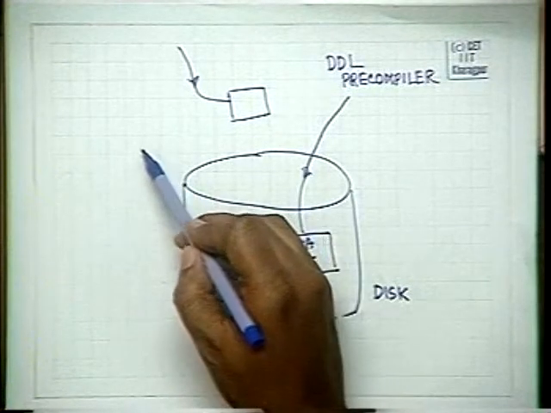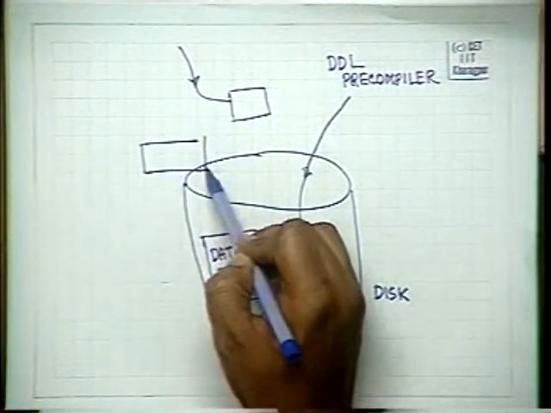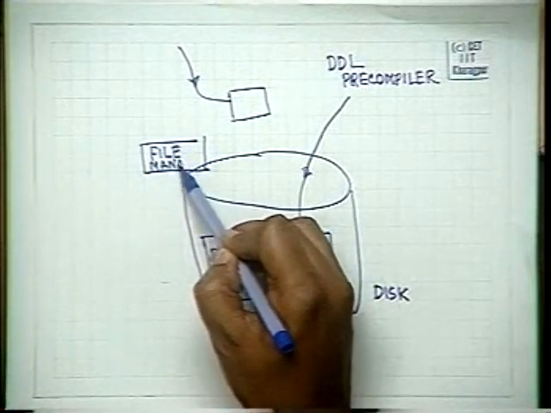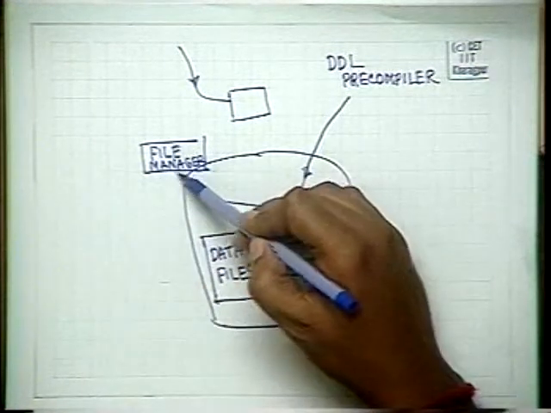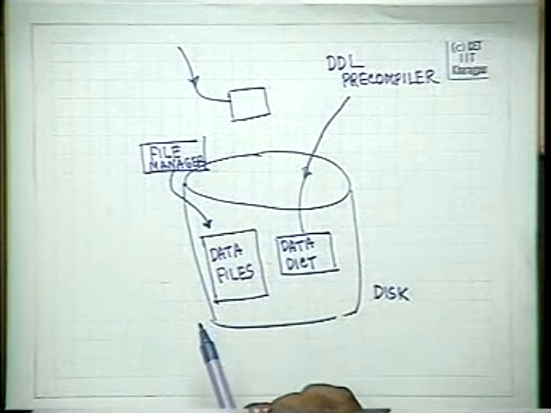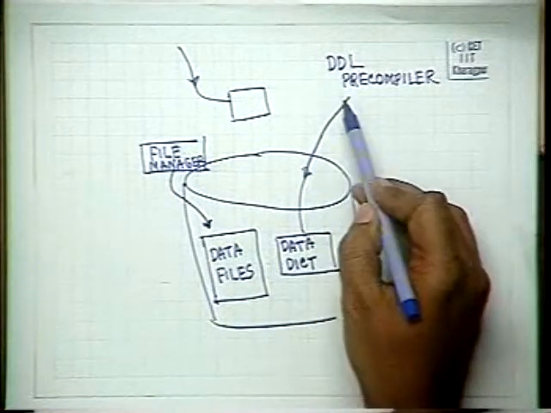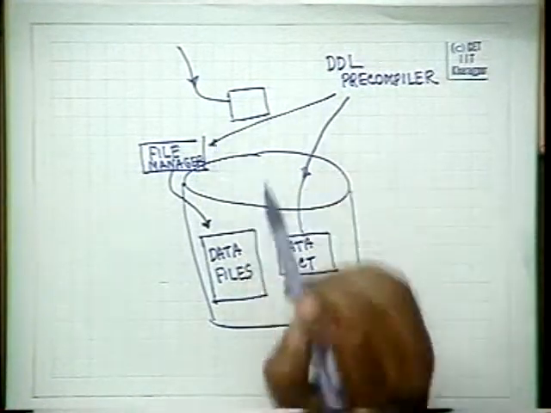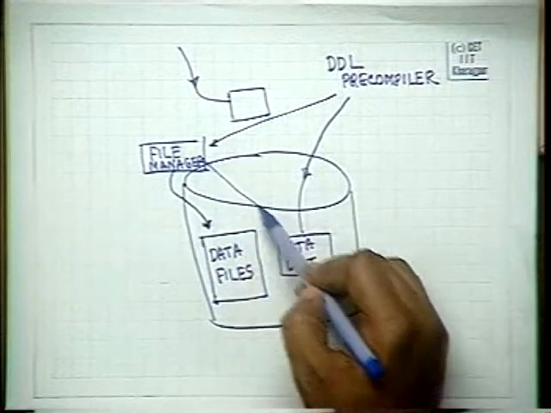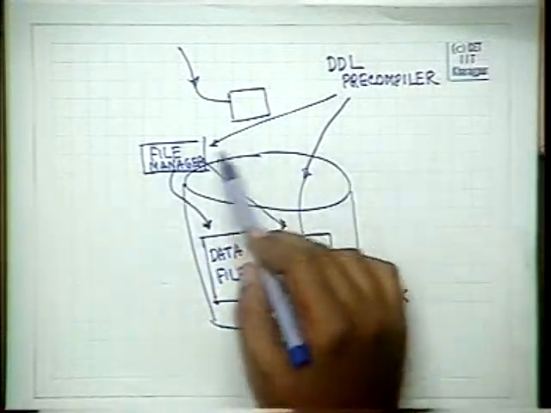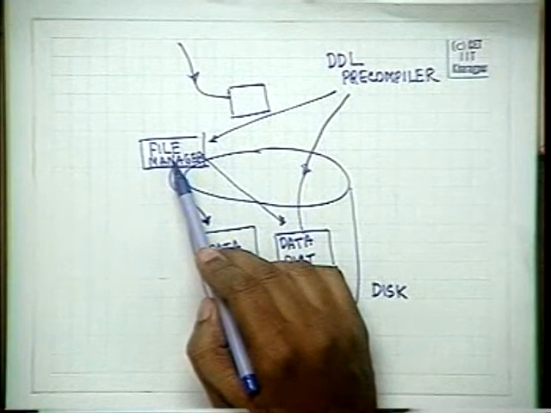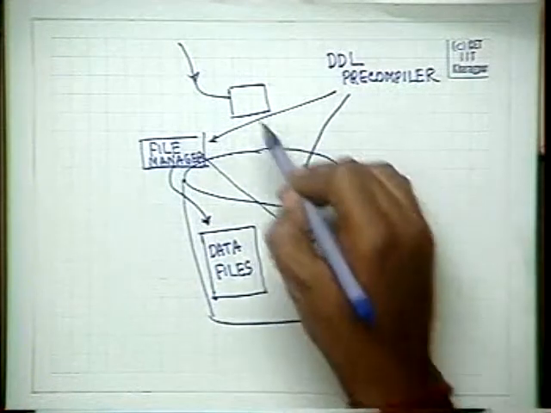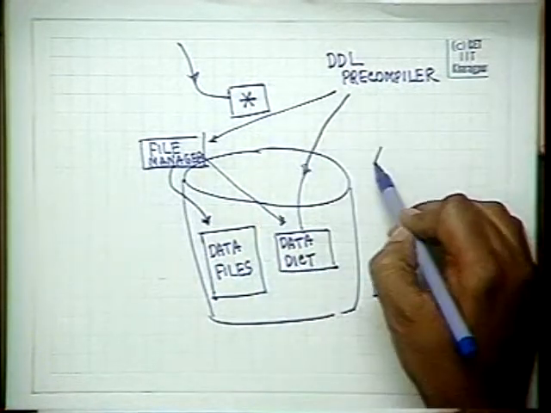Every file system has got what is called a file manager. And all interactions with all the related data of files go through the file manager. Therefore, even the DDL pre-compiler, when it forms the data dictionary, must consult the file manager. So, the data which is stored on the disk always goes through the file manager, and as we have seen before, in a database management system we have a very important entity which is called the database manager.